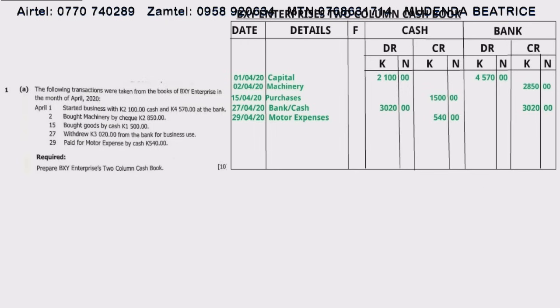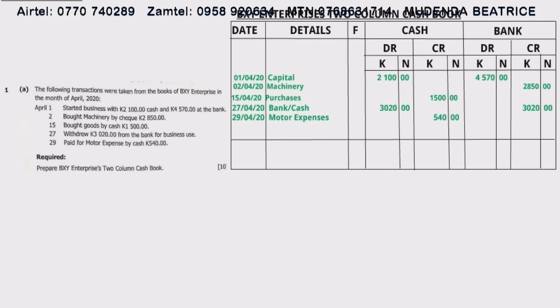When we look at debit and credit of cash, the debit side will give us a bigger sum. If we add 2,100 plus 3,020, that gives us 5,120. Again, on the bank side, the credit side will give us the bigger sum. On the debit side of the bank column we just have 4,570, but when you add 3,020 and 2,850 kwacha, these give a sum bigger than 4,570.